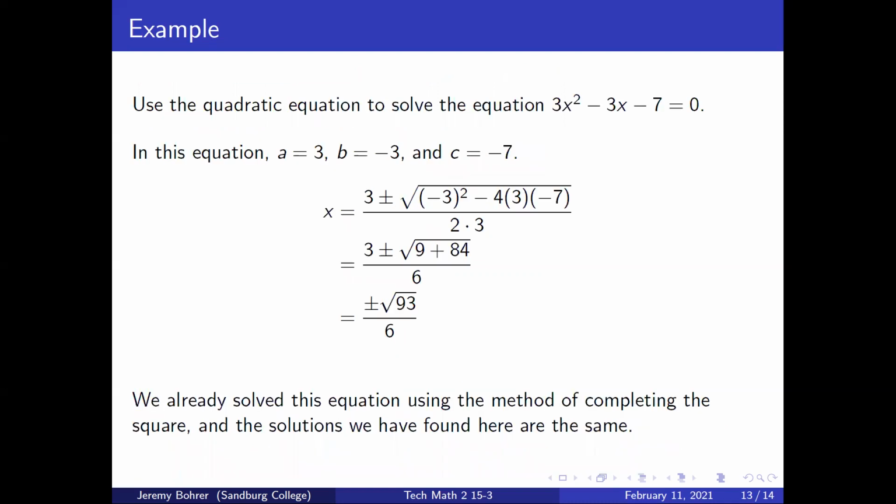Use the quadratic formula to solve the equation 3x squared minus 3x minus 7 equals 0. In this equation, a equals 3, b equals negative 3, and c equals negative 7. Then x equals 3 plus or minus the square root of negative 3 squared minus 4 times 3 times negative 7 over 2 times 3, which is 3 plus or minus the square root of 9 plus 84 over 6, which is 3 plus or minus the square root of 93 over 6. We've already solved this equation using the method of completing the square, and the solutions we found here are the same.